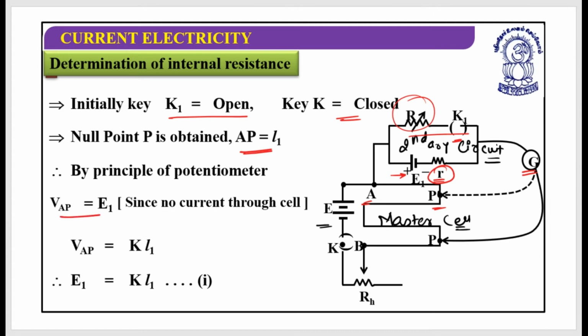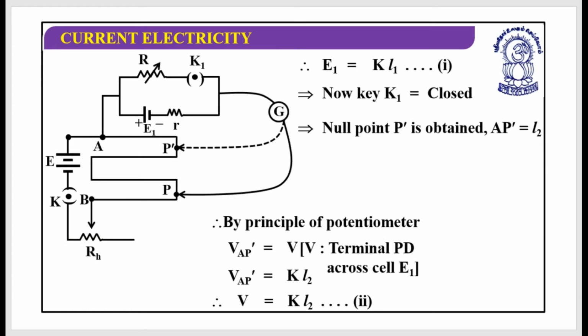It's a VAP. VAP could be written as K into L1, and as no current is flowing, this VAP would be the same as the EMF of the first cell, that is E1 equals K into L1. Are you clear up to this? Great. Now what would be the next situation? E1 equals KL1. This is what we have derived.